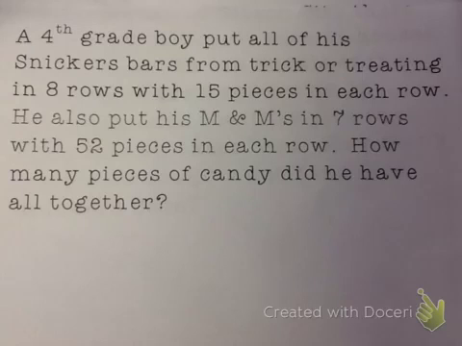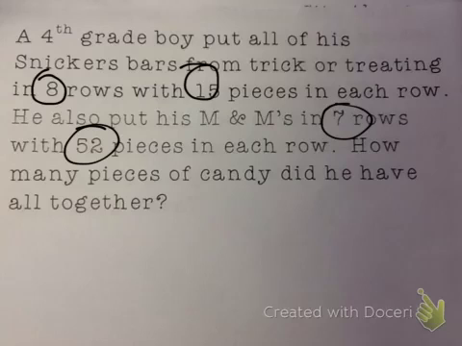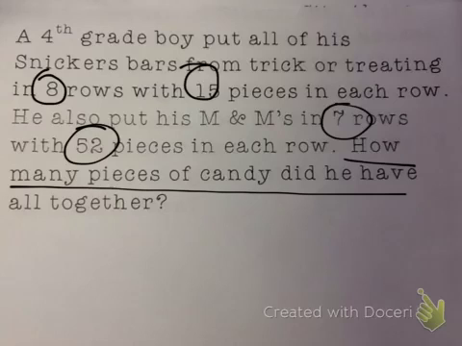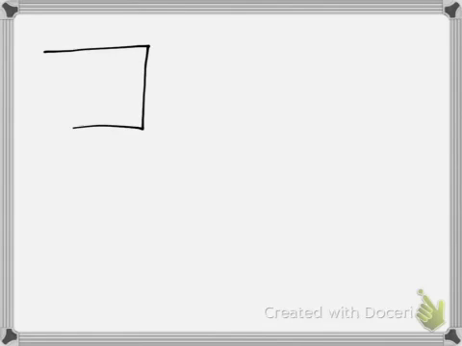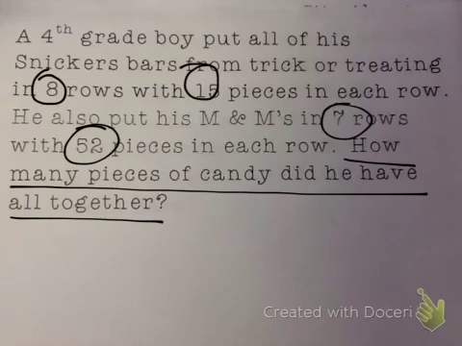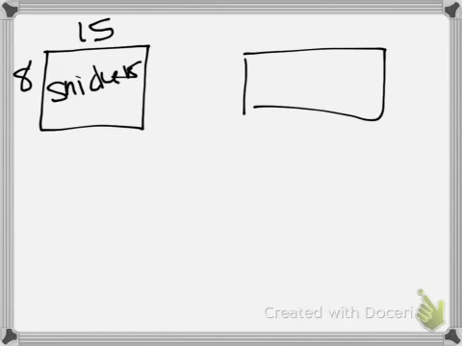Here's another problem that they may encounter. A 4th grade boy put all of his Snicker bars from trick-or-treating in 8 rows with 15 pieces in each row. He also put his M&Ms in 7 rows with 52 pieces in each row. How many pieces of candy did he have altogether? Well, this is a situation where you're going to draw your 8 rows of 15, and this is for Snickers. Then you're going to have 7 rows with 52, and that's for M&Ms.